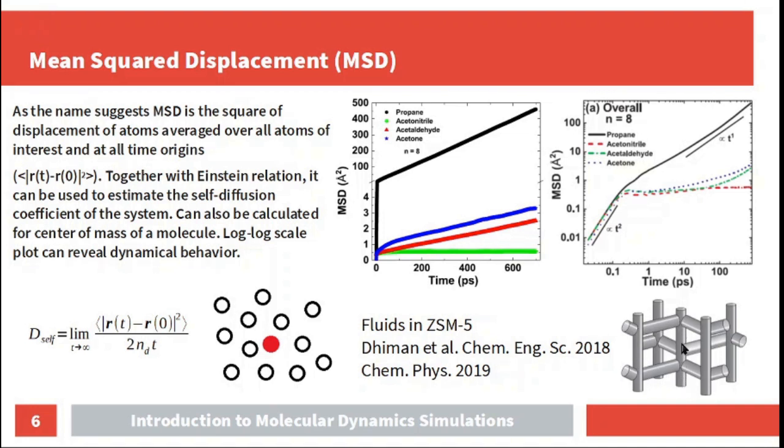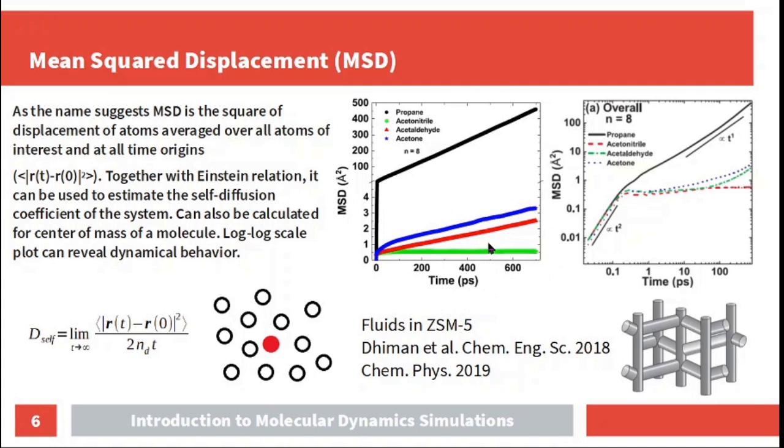These are the pores represented here. They have a very intricate network of pores, 5.5 angstrom in diameter here. You have straight channel pores and zigzag channel pores in a plane perpendicular to the straight channel pores. We have 4 different fluid molecules here: propane, acetonitrile, acetaldehyde, and acetone. And as you can see, mean square displacement of these fluids as a function of time is different.